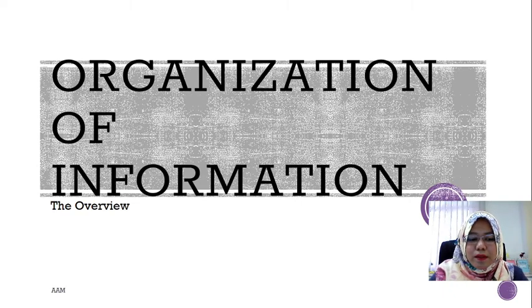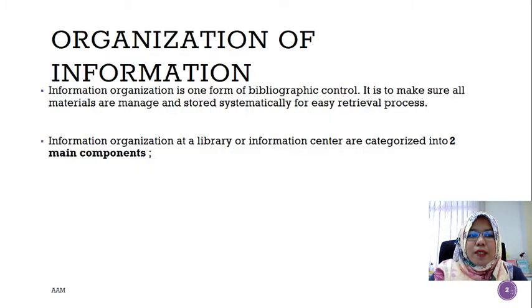Bismillahirrahmanirrahim. Now we move to Chapter 2, the overview of the organization of information. Information organization is one form of bibliographic control. Remember last semester, IMD124 Access to Info, you were taught about bibliographic control. It is to make sure all materials are managed and stored systematically for an easy retrieval process.